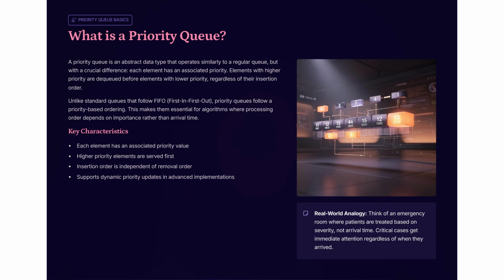A priority queue is an abstract data type where each element has a priority. Elements with higher priority are dequeued first, unlike standard queues that follow first in, first out. This makes priority queues crucial for algorithms prioritizing importance over arrival time. Think of an emergency room. Critical cases are treated first, regardless of arrival time.